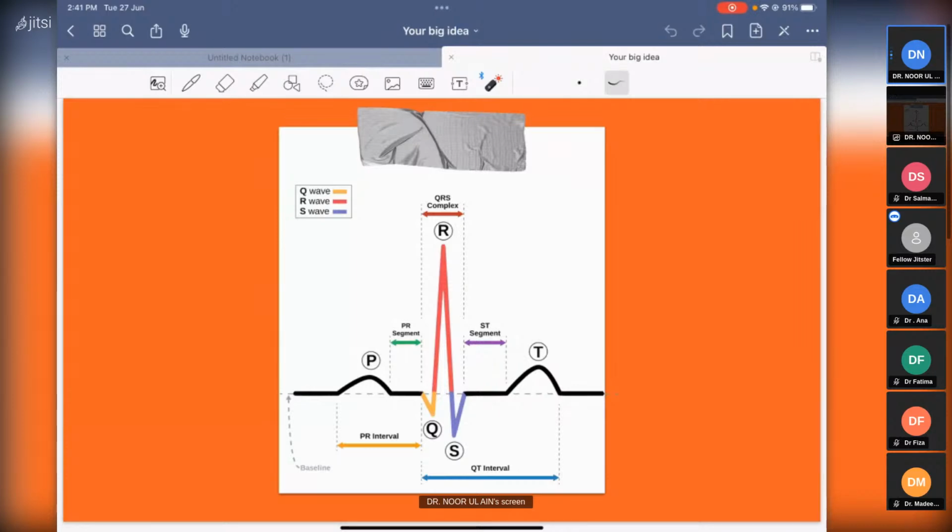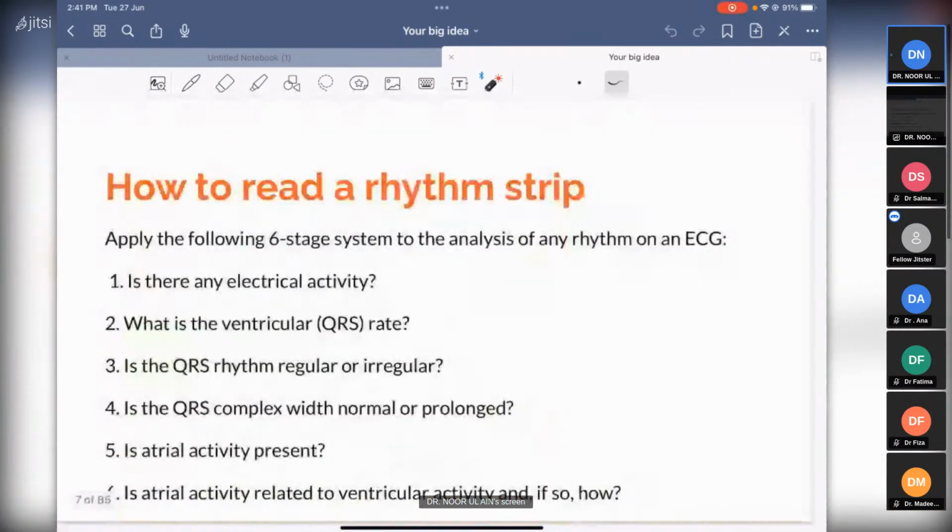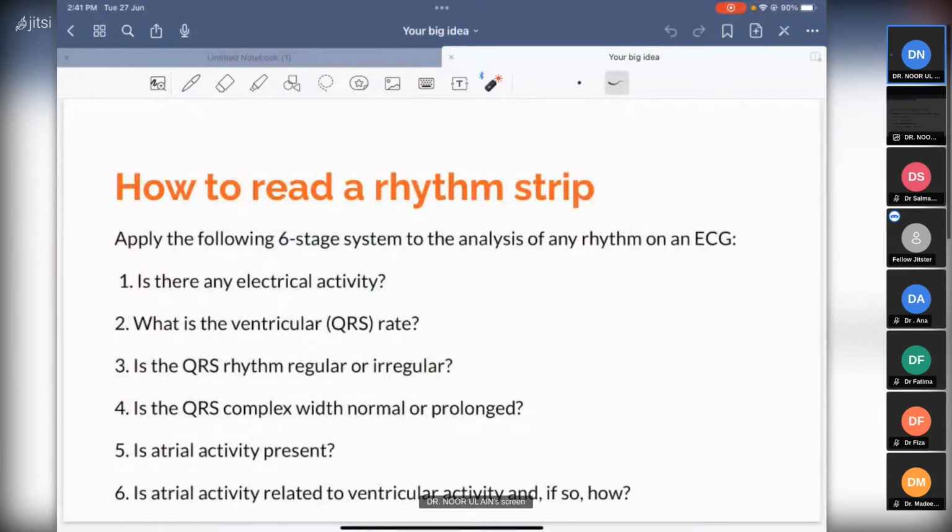Now, what we're going to do today is take it a step ahead. I want to teach you all how to read this basic ECG and identify certain conditions that you might have, abnormal conditions, right? Abnormal ECGs.